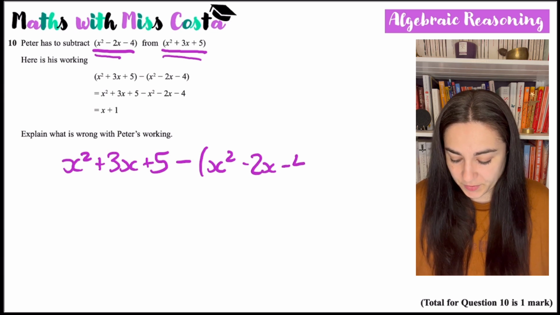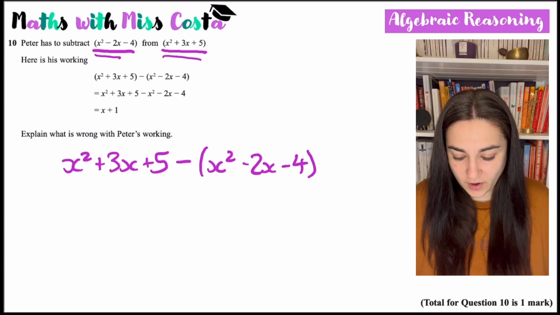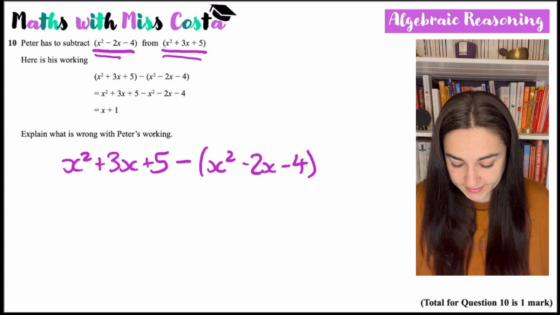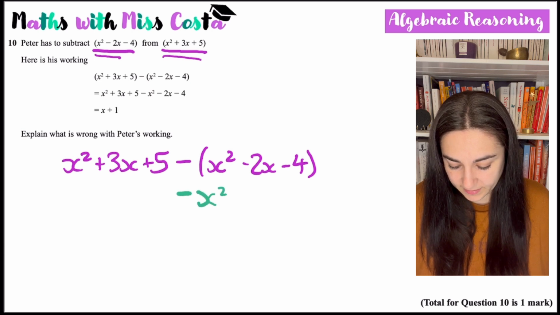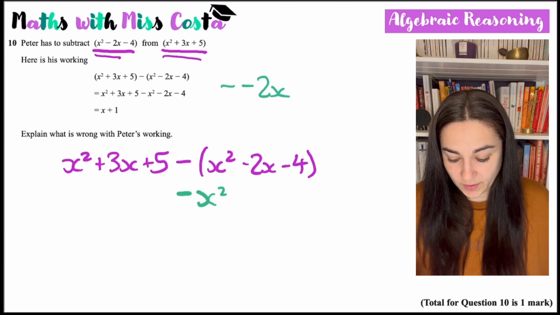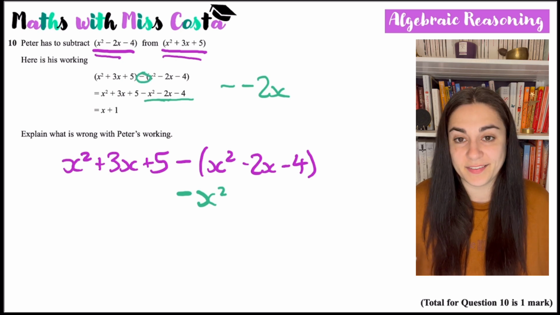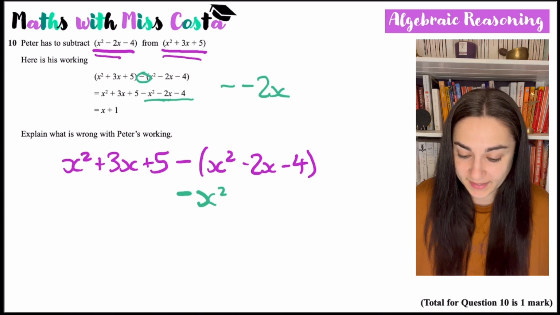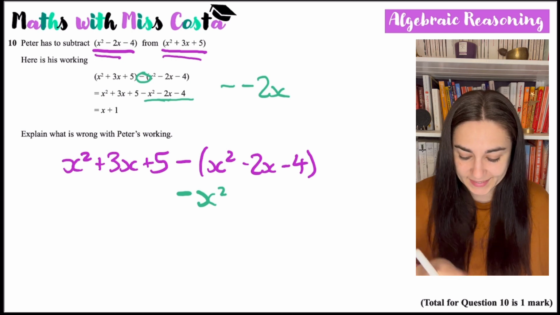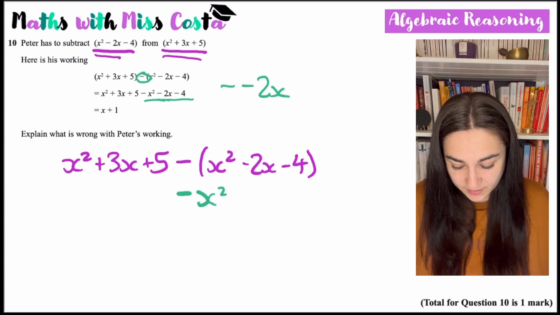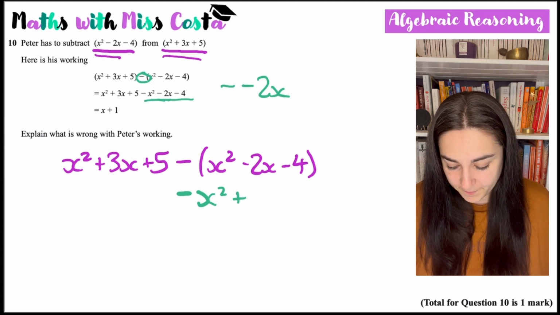Okay, so the key thing here is I am going to be subtracting x squared, but then I'm going to be subtracting negative 2x. So what he has done here is he's just assumed you're subtracting everything, and he's not paid any attention to the fact that you're going to be subtracting something twice. And when you're subtracting a negative, it's the same as adding. So what he should have written is minus x squared plus 2x plus 4.